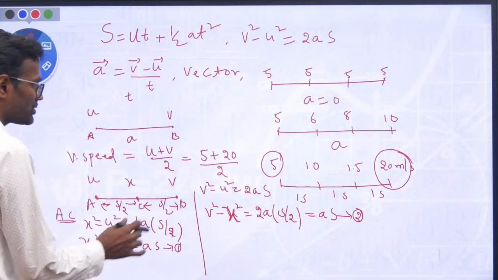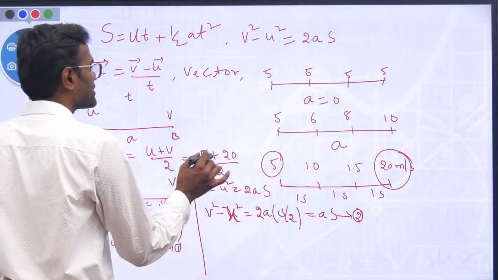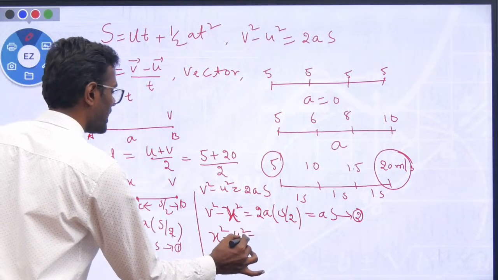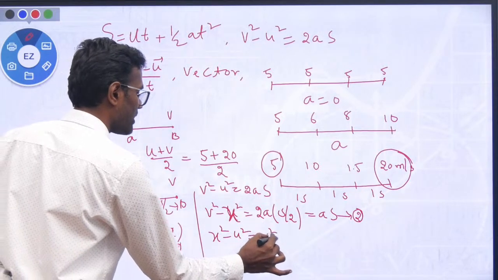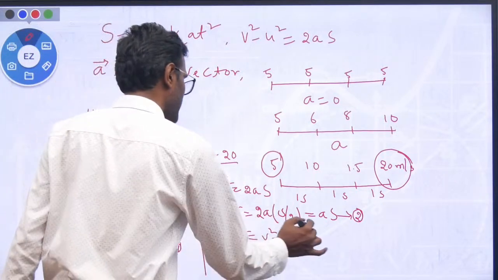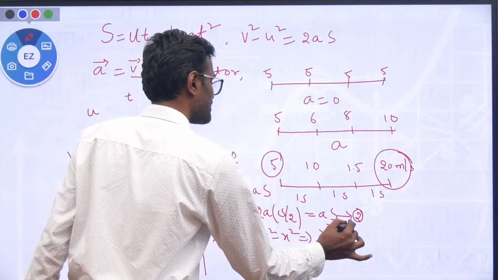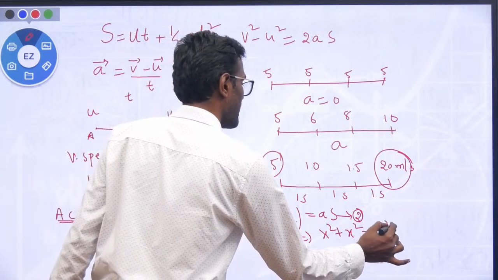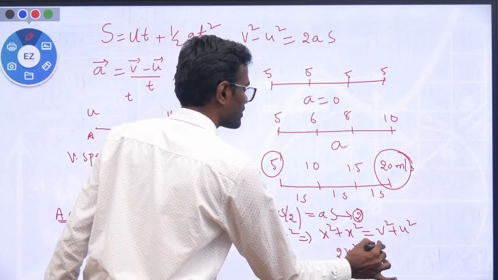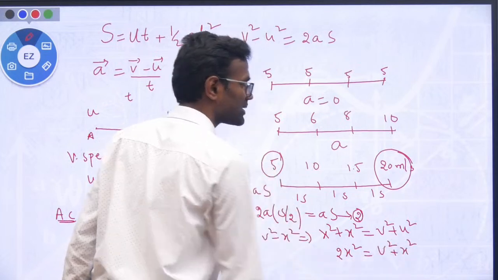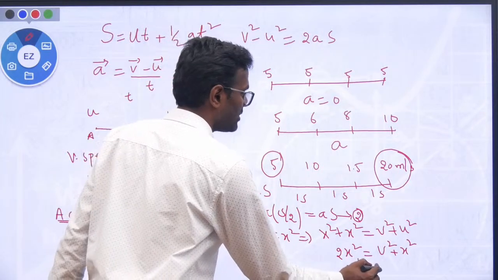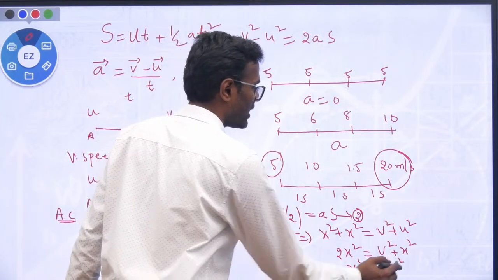What you will get? x square minus u square is equal to v square minus x square. From this, sending like terms to one side, x square plus x square is equal to v square plus u square. So 2x square is equal to v square plus u square. Therefore x square is equal to what? v square plus u square by 2.